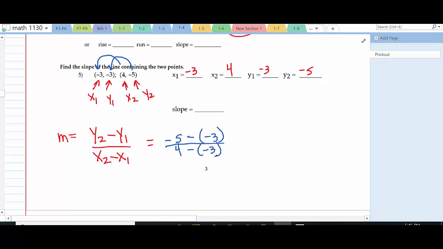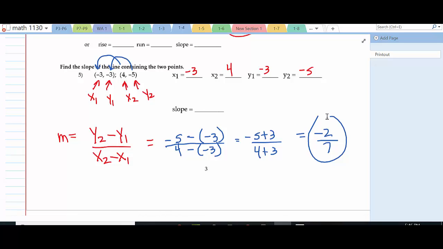If you did both backwards, it still works. So if you did 3 minus -5 and 3 minus 4, you get the same answer. You pick the direction, you subtract, but just be consistent. So that's -5 plus 3 over 4 plus 3, which is -2 over 7. You want to be sure that you know how to use that slope formula and crunch out the arithmetic.